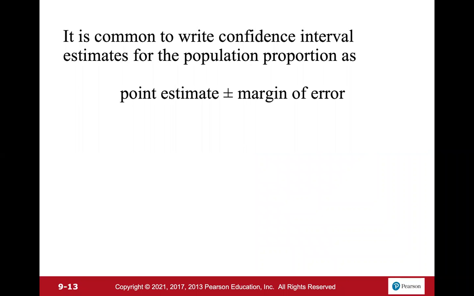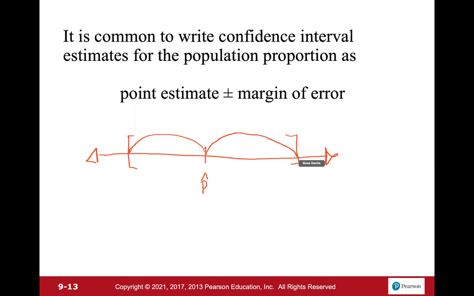All right, next, it is common to write confidence interval estimates for the population proportion as our point estimate plus or minus our margin of error. So what we're doing is looking at our point estimate for the proportion. The same distance to the left and the same distance to the right is going to make up the interval for what we believe p to be.